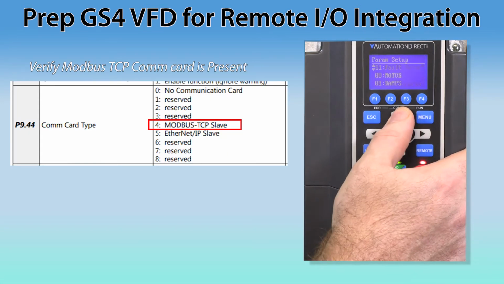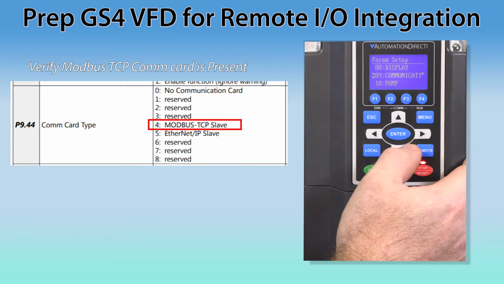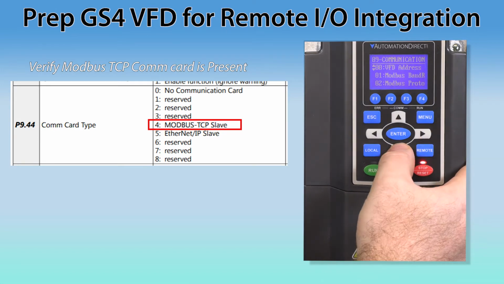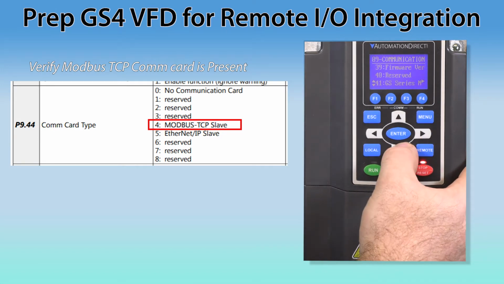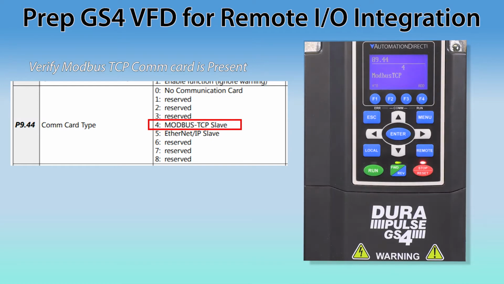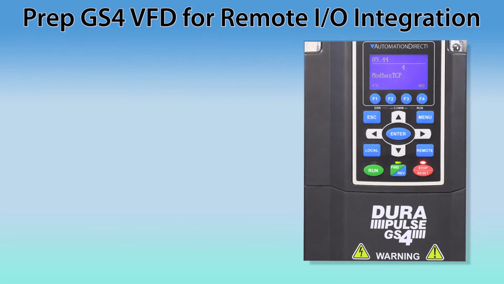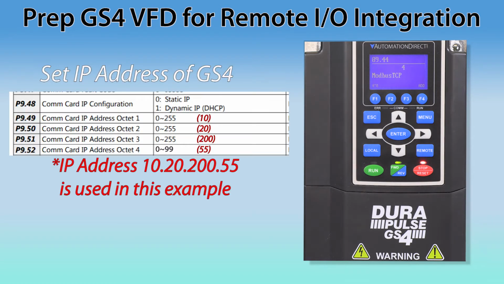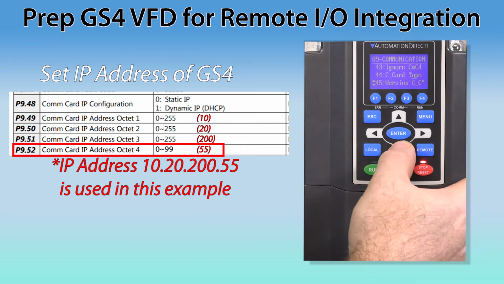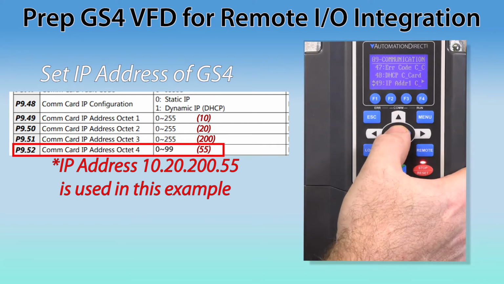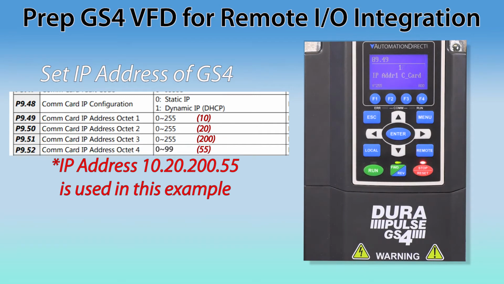Go to parameter P9.44, and it should read 4 for the Modbus TCP Comm module. Next, we need to set up the IP address of the drive. The limiting factor on the IP address is the last octet, and that has to be between 1 and 99 and be unique of any other device on this network.